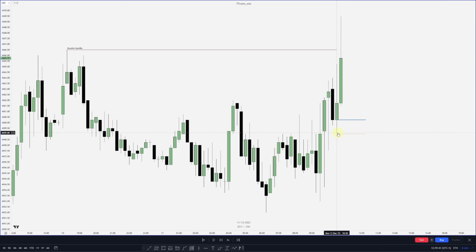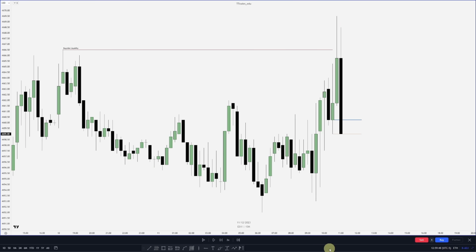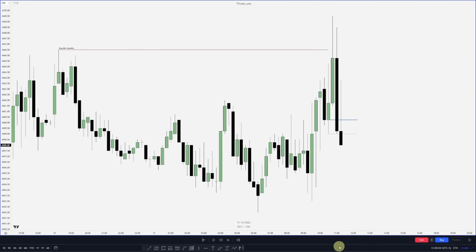And if price is going to shift structure, we'd need displacement and a close below this swing low here. Let's see what happens. So you can see here, we do get the close below the series of up close candles here, changing the state of delivery. Now let's see if we get the market structure shift.